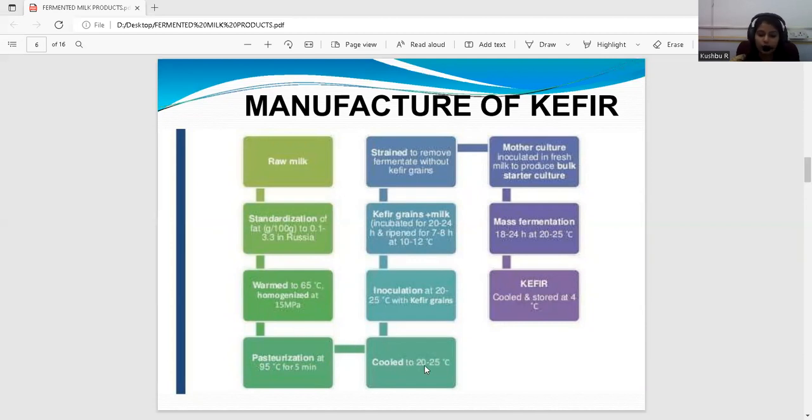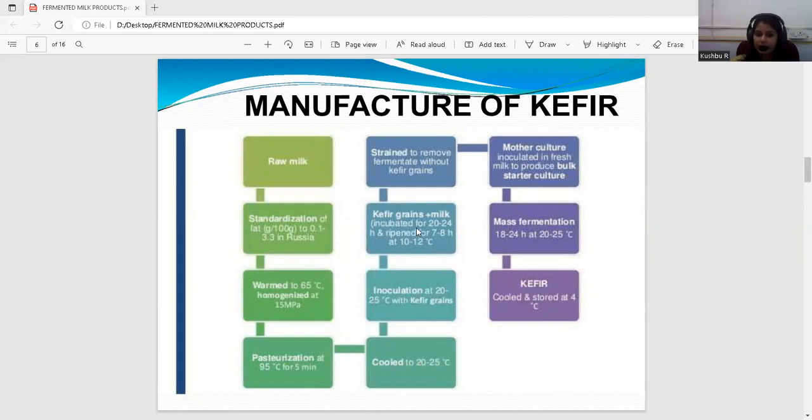Then they are cooled to about 20 to 25 degrees Celsius, and then, as we all know, the milk is inoculated with the kefir grains, because our kefir grains are believed to contain the economically important organisms, which in turn cause the fermentation in milk. It includes bacteria and yeast, at about 20 to 25 degrees Celsius. And these kefir grains are incubated for almost 2 to 3 days.